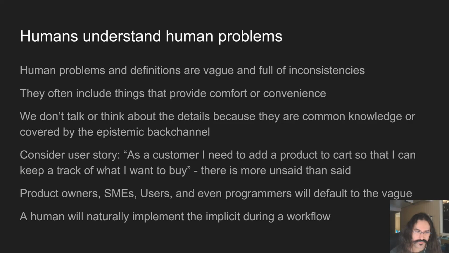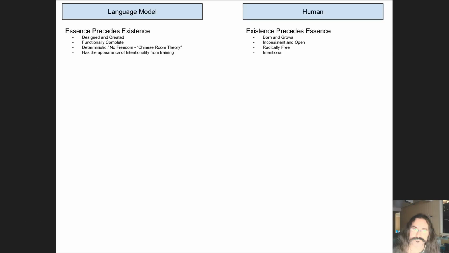And during the workflow, a human will naturally implement the implicit things because it's sitting in their mind and they're thinking about it. Just to dive into some light philosophy about theory of being, theory of mind, comparing a large language model and a human. And for a language model, its essence precedes its existence. So it is designed and then created.